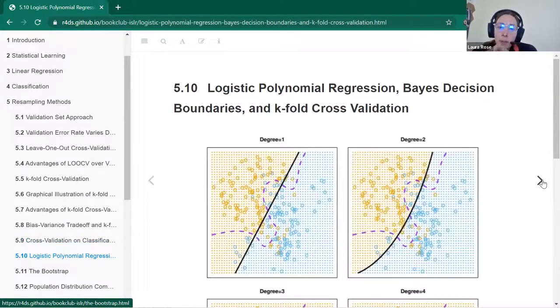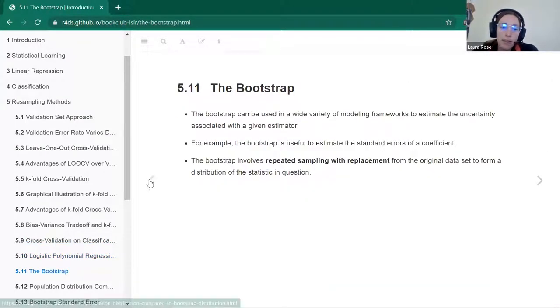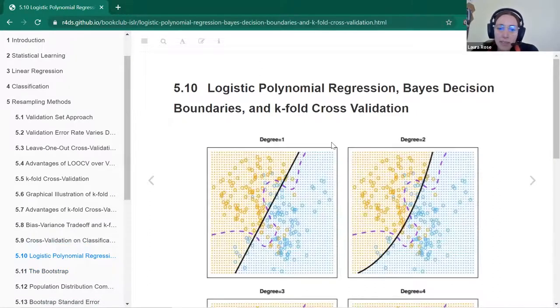Okay, so logistic polynomial regression. I liked this, and we'll see if this will let me scroll down. Oops, it will not. So let's see if I can remember what this was. You have different degrees of polynomial. This is logistic polynomial regression. So we have our Bayes decision boundary here in the purple, degrees 1, 2, 3, and 4. Degree 1, and then we see degree 2, it's a little more flexible. And then for those of you who might be following along and can actually scroll down, degree 3 and 4 are about the same.